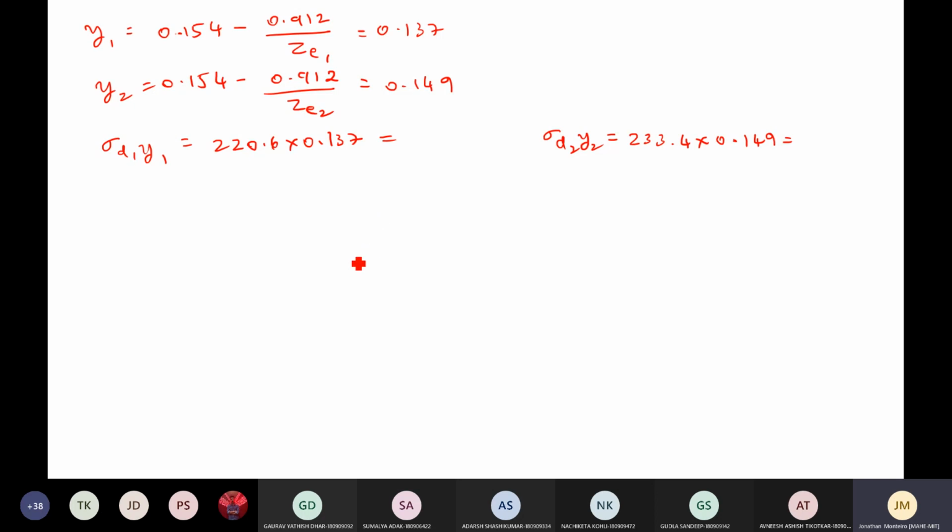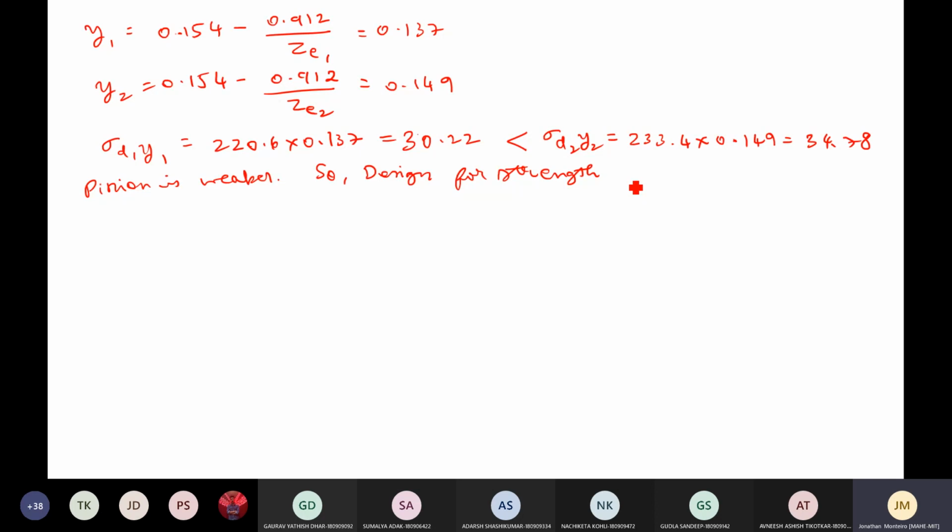How much, students? Which is the weaker one here? Sir, pinion. Yeah, good. So this is 30.22 and this is 34.78. So we understand that this is weaker. So pinion is weaker. So design for strength is based on pinion.